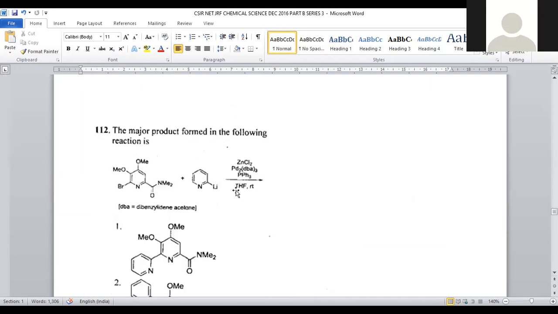So let us move on to question number 112. The major product formed in the following reaction. We are taking this, called pyridine. The pyridine is substituted with bromo, dimethoxy, and this is called N,N-dimethylamide. So these are the entire functional groups present. Four different groups are present around the pyridine ring, and now it is treated with lithium, pyridine lithium.